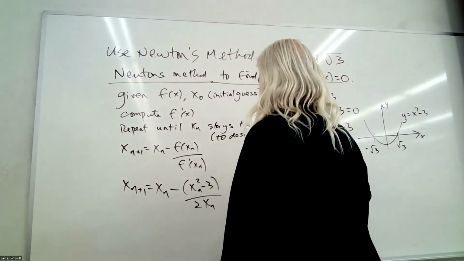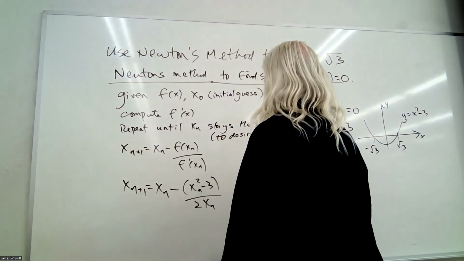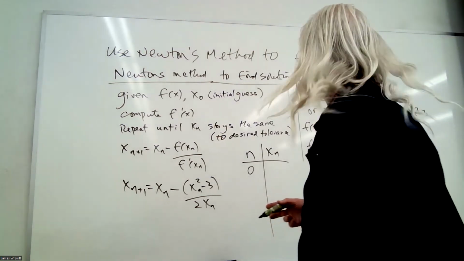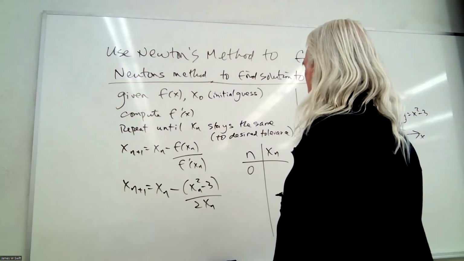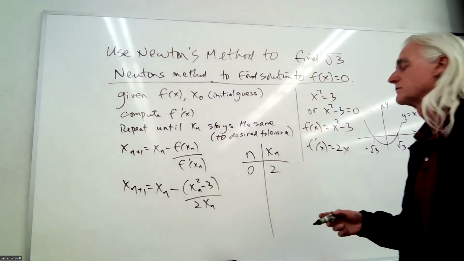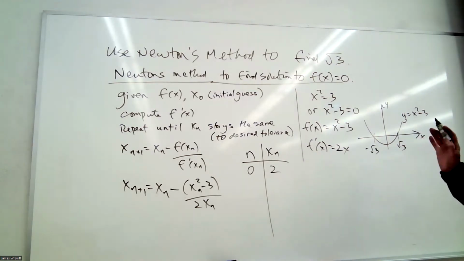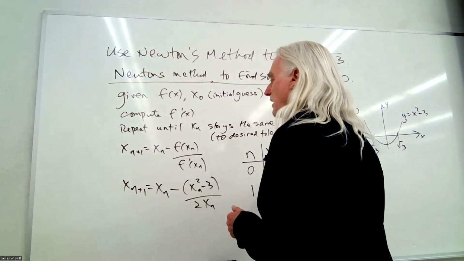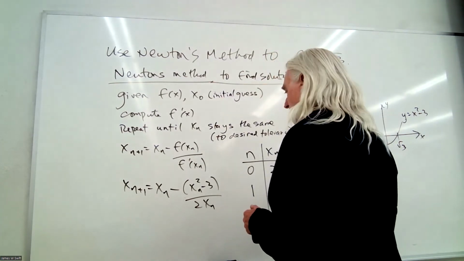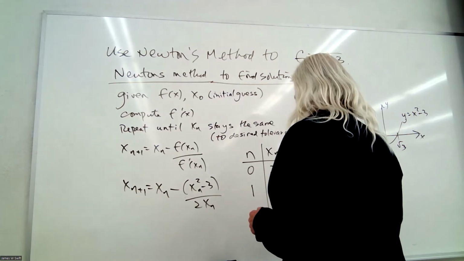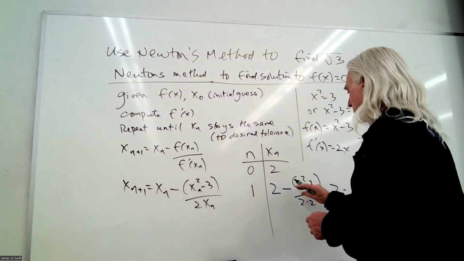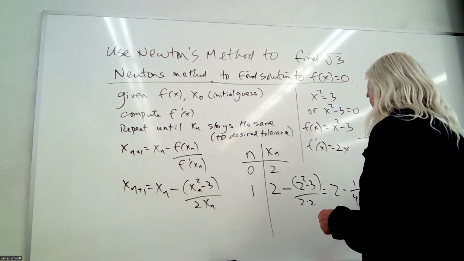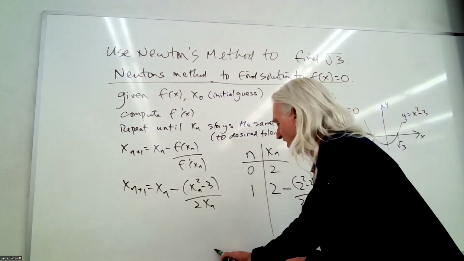All right, and I can make a little table in x_n. x0 is, well, what's x0 going to be? Just to make it easy, I know square root of 3 is somewhere between 1 and 2. Let's just make it 2. I could choose anything, actually. Any positive number will actually work for this case. So what's that going to be? I get 2 minus (2 squared minus 3) over 2 times 2. That's going to be 2 minus (4 minus 3 is 1) over 4. That's 1.75.